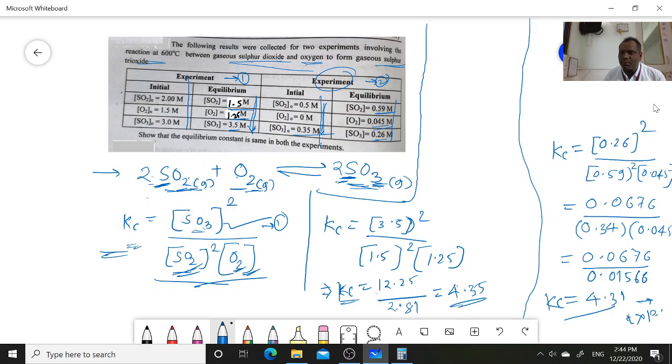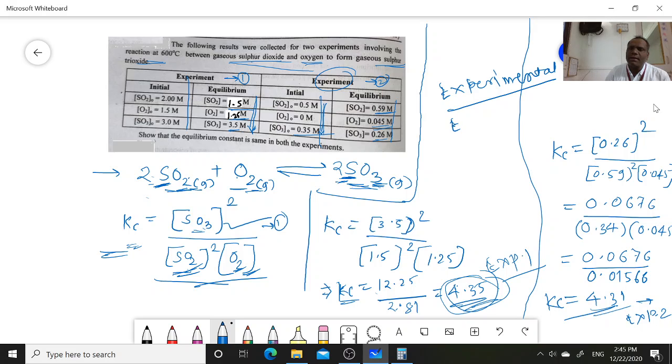This is the equilibrium constant for experiment number 2, and this is for experiment number 1. Therefore, 4.35 and 4.31, the two values, are within the experimental error. When we perform an experiment and repeat it, there is always some error, called the experimental error. So we can say that the equilibrium constant value in both experiments is nearly the same. This is all about problem number 1.